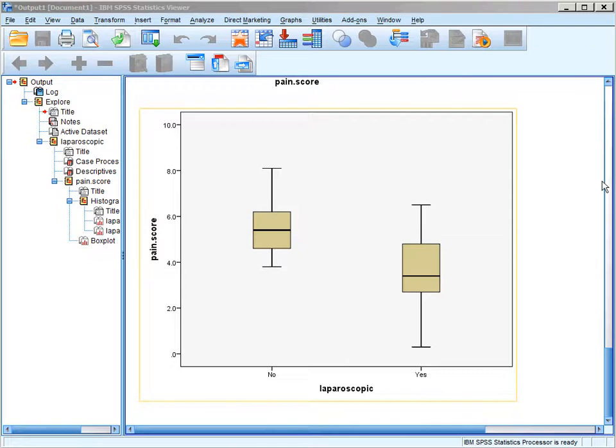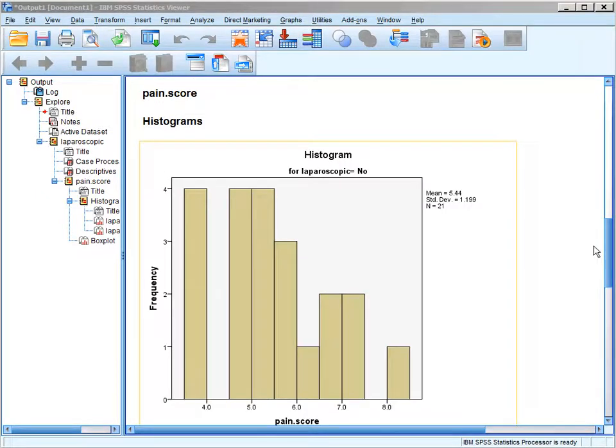What is too much difference in the variances or the standard deviations between them, what is normal, what is not normal? And that is just a kind of judgment which comes with time. Statistics is an art after all, not a science. Let's go back and look at the histograms.